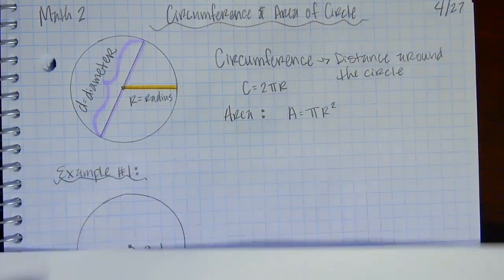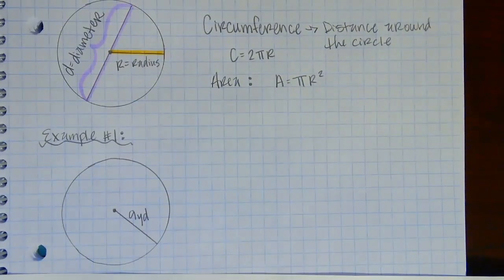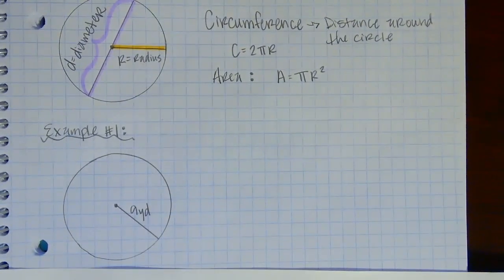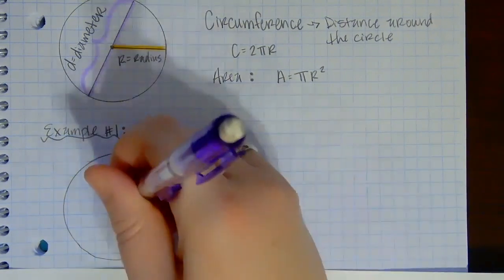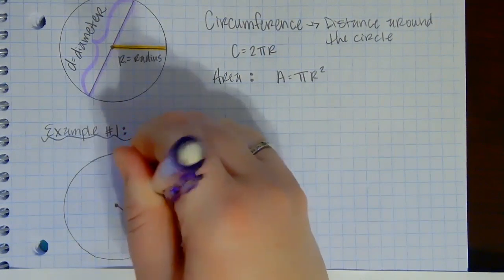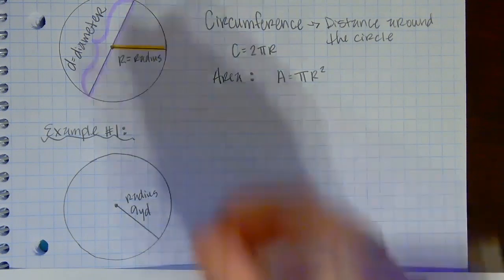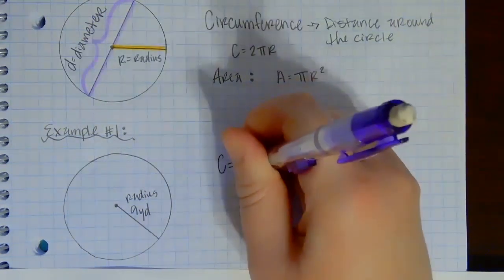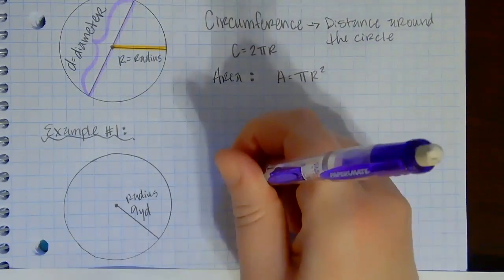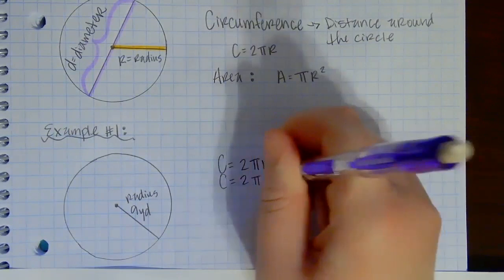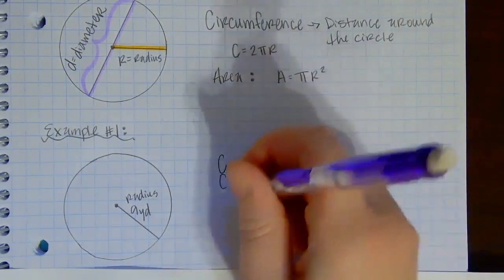Right, so let's look at our first example here. We have a circle, and we're going to find the circumference and the area of the circle. First thing we need to pay attention to is the 9 is the radius. This is the radius that they've given us, which is good because that's what we need. So for circumference, it's 2 pi r, as we saw up there. So I'm going to replace the r with the 9. So C equals 2 pi times 9. And then I can multiply the whole numbers. So 2 times 9 is 18.